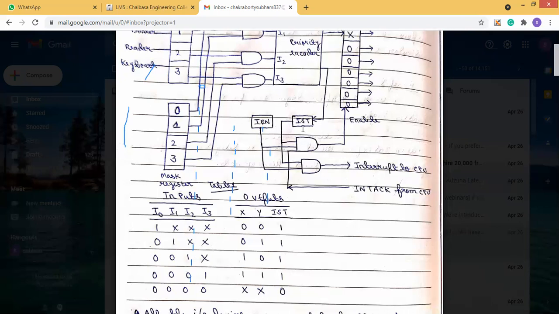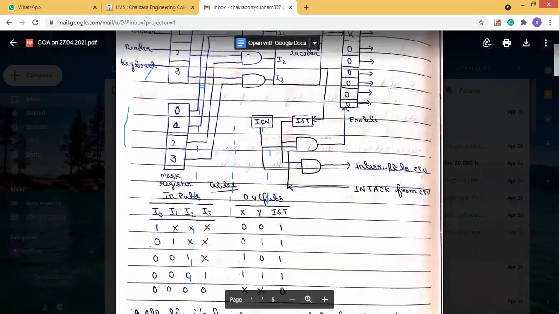Okay. Now another one is IEN. IEN is also a flag. This describes whether CPU is ready to take interrupt or not. IEN simply describes whether CPU is ready to take interrupt or not. If IEN is 1, that means any of the input output devices has generated interrupt, and now this interrupt will be handled by CPU.